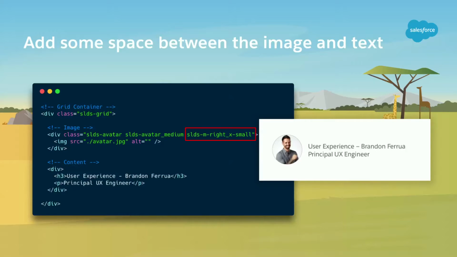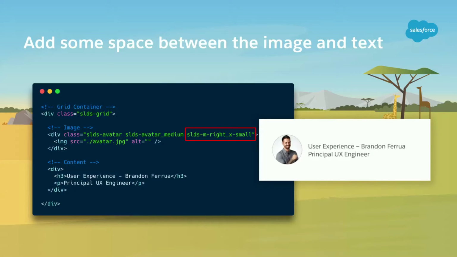So mRightXSmall. I'm just going to add a little bit of white space between my avatar and the text, and really that's a media object right there. So just that amount of code can be used in thousands of feed posts.